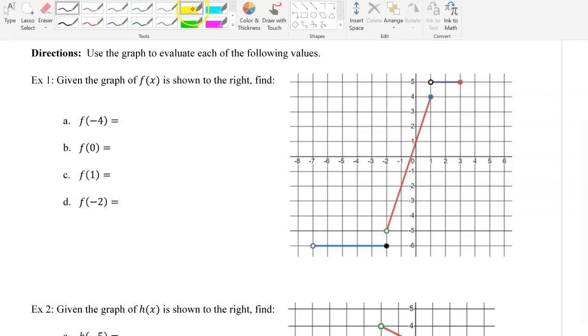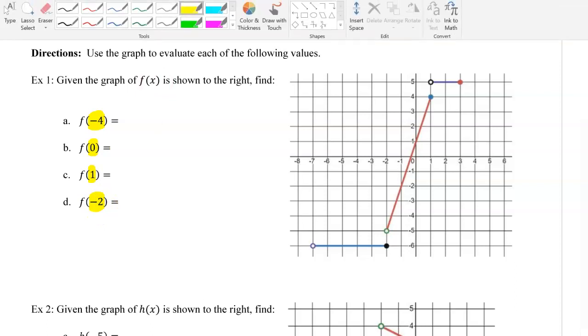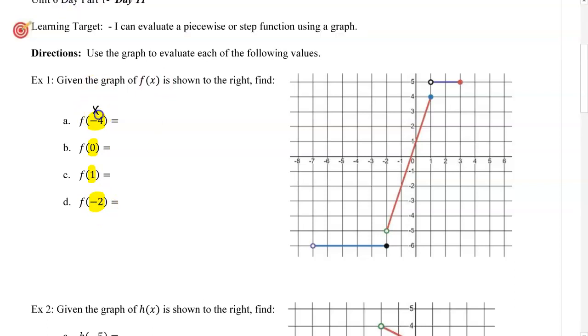For example, here is our piecewise function. We can see it has two horizontal lines and then one linear equation in the middle as well with a y-intercept of 1. When we are evaluating these, we want to just look for the x value that's in the parentheses. Recall that when you're looking at f of x, these are x values. We want to know when x is -4, what is the y value? So we find an x value of -4 and we see what the y value is on the graph, which here is -6.